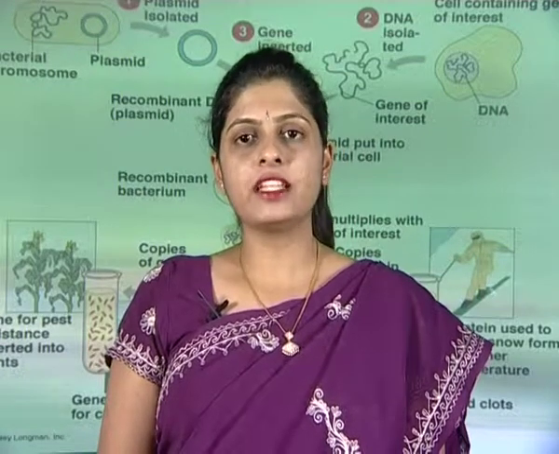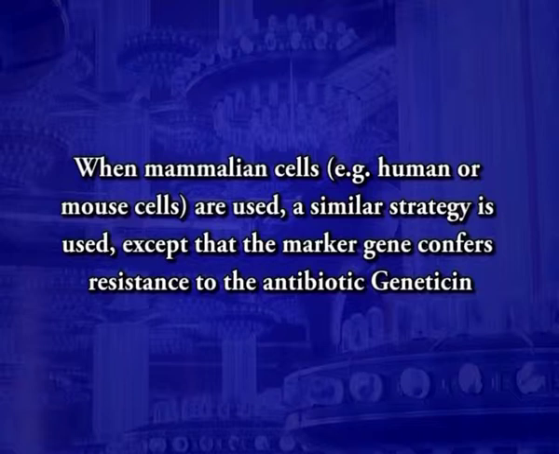When bacterial cells are used as host organisms, the selectable marker is usually a gene that confers resistance to an antibiotic that would otherwise kill the cell, typically ampicillin. Cells harboring the plasmid will survive when exposed to the antibiotic, while those that have failed to take up plasmid sequences will die. When mammalian cells are used, a similar strategy is used, except that the marker gene confers resistance to the antibiotic geneticin.